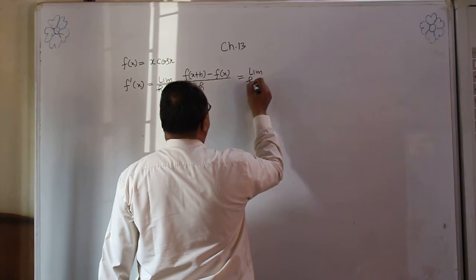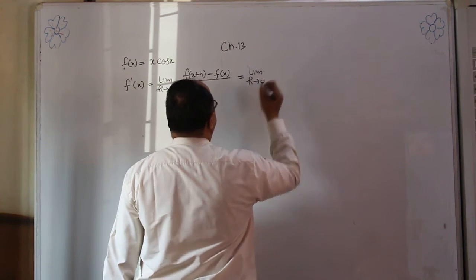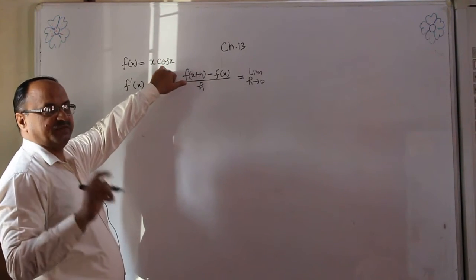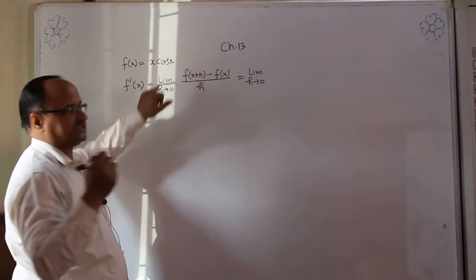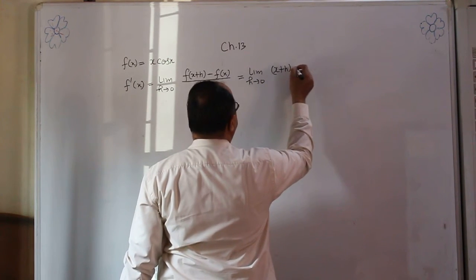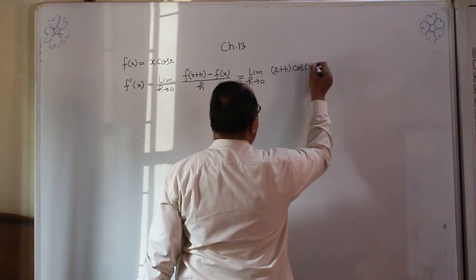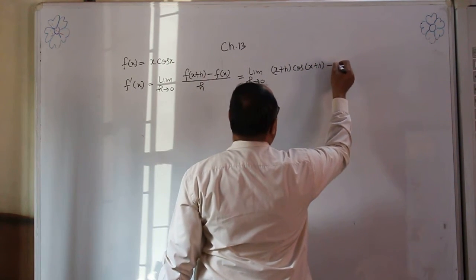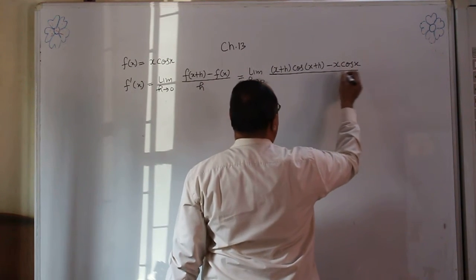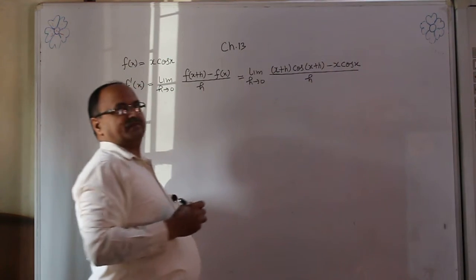Limit h approaches to 0, put x in this function, replace x by x plus h: x plus h, cos of x plus h, minus x cos x, divided by h. Clear?